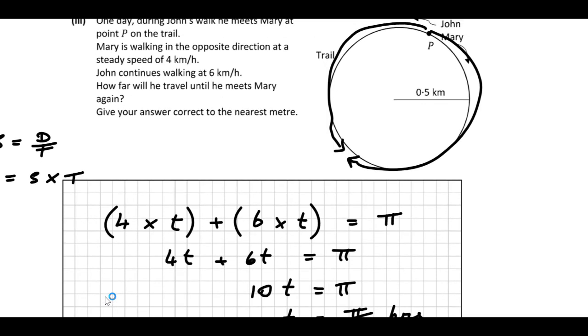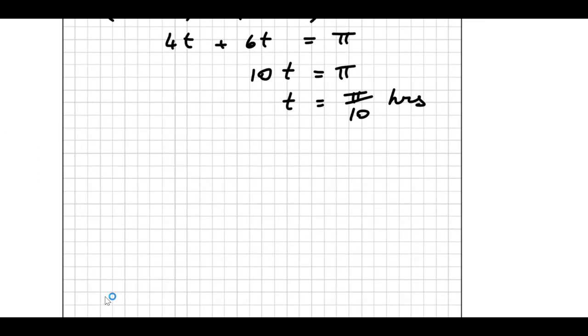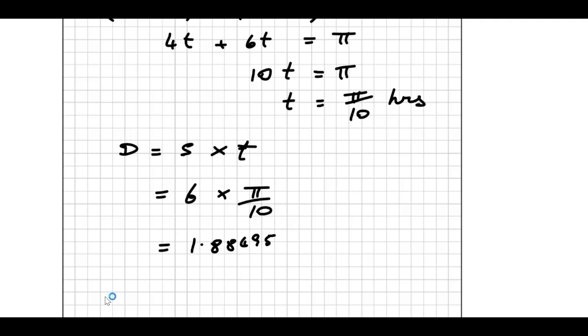Now distance is speed times time. John is walking at 6 kilometers per hour, so distance is equal to speed times time. Remember the speed is 6. The time we worked out as pi over 10. So let's just multiply all that out. You've got 6 times pi, and then we've got to divide that by 10. That gives 1.884955 and so on. This is in kilometers.